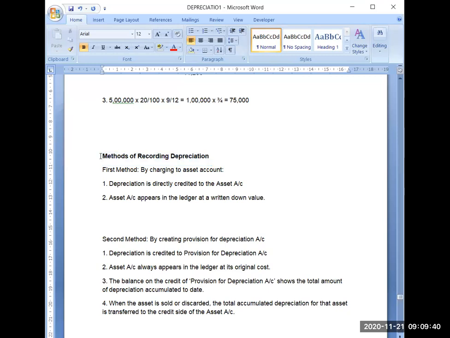Till now, we have learned the straight line method and the written down value method, how to calculate the depreciation according to these two methods, and how to do accounting of it. See, there are two methods of calculating depreciation. However, there are many more methods, but they are not in our syllabus.